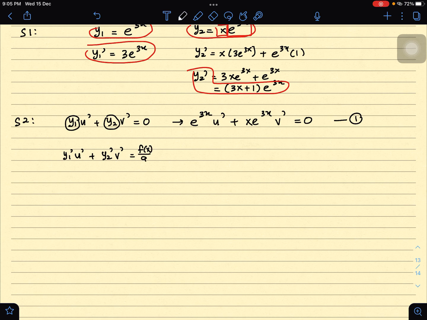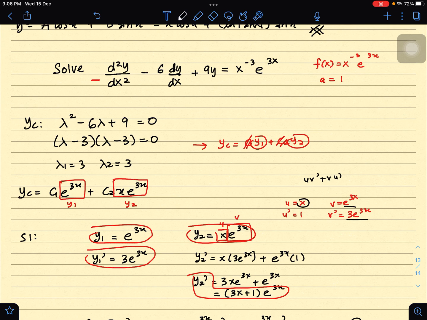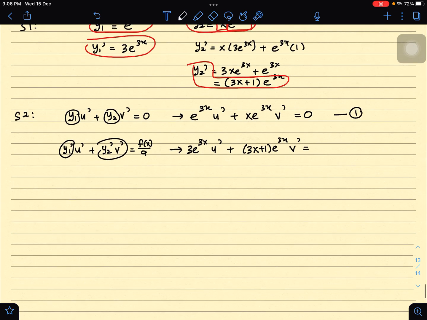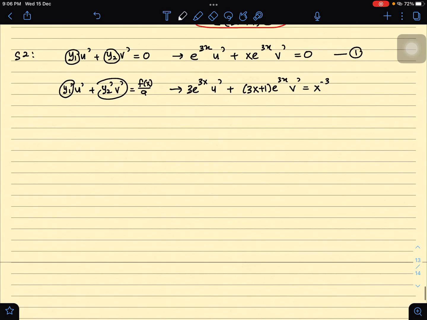Ini formula you kena ingat. So y1 prime adalah 3 exponent 3x u prime plus y2 prime adalah 3x plus 1 exponent 3x v prime equal to fx bahagi a. So your fx adalah this one bahagi dengan 1. So you have your fx bahagi a adalah x negative 3 exponent 3x.